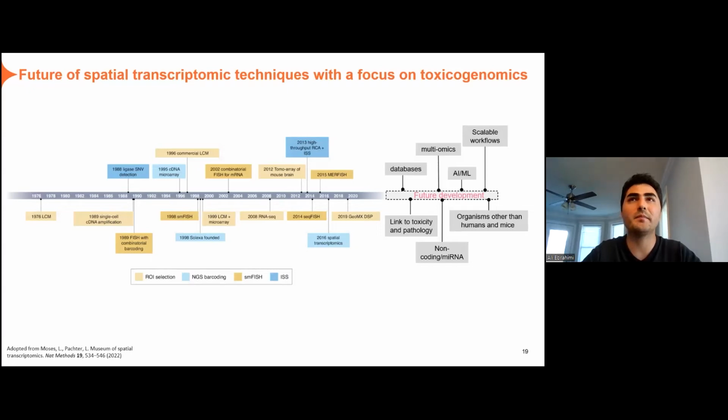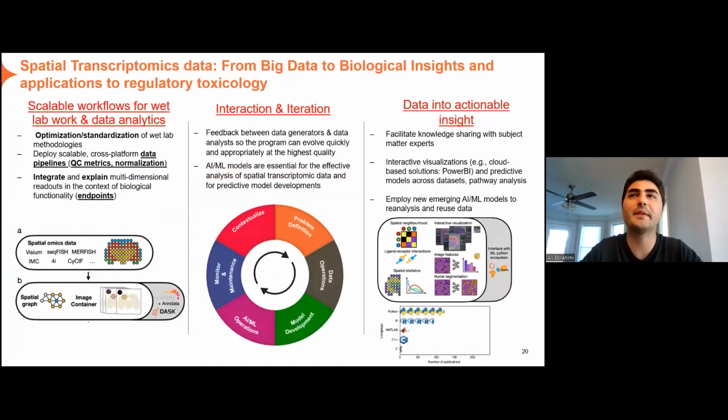And I think another major bottleneck is having scalable workflows, from the wet lab to the computational levels. In order to make sure that we can move beyond only understanding a mechanism of action, and make sure that this can be applied in regulatory settings, we need to optimize the workflows that are being used to generate the data, and also to analyze the data.